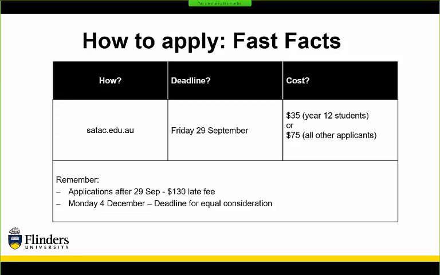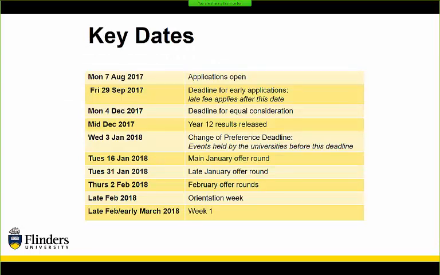The deadline for SATAC is Friday 29th of September, and if you are in Year 12, the application fee is only $35. There are a few other fees that will take place if you add things on, things like the STAT, but after the 29th of September, it does jump up quite a bit as there's a $130 late fee. So I do highly recommend that you begin your application process sooner rather than later. You do have up until the 3rd of January to change your preferences around, so you're not locked in, but you just need to begin that application.